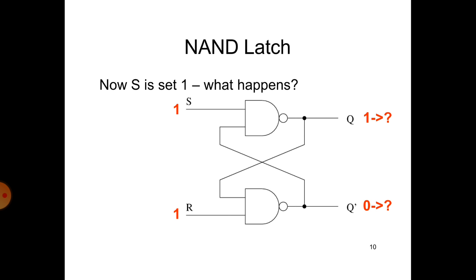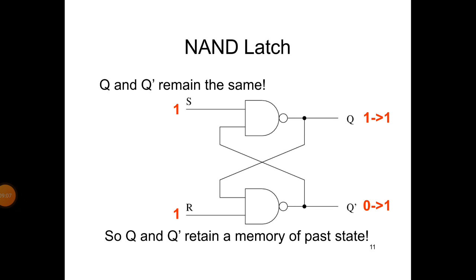Here S equal to 1 means Q will be 1, and R is already 1. Q will be given to the input of the next NAND gate, so 1, 1 means the output will be 0. That is the truth table for the NAND gate. In this NAND latch circuit, Q and Q bar remain the same. Q and Q bar retain a memory of the past state.